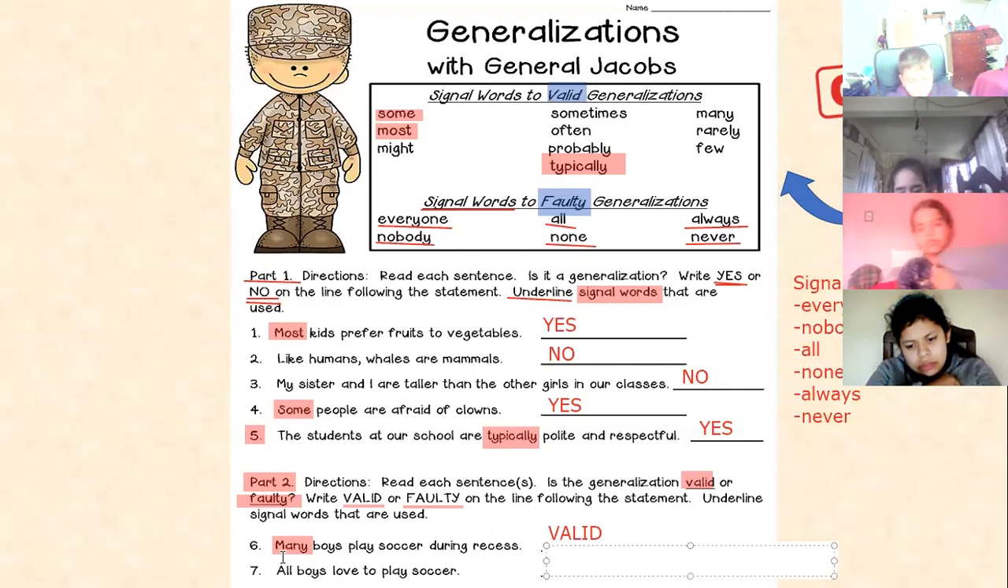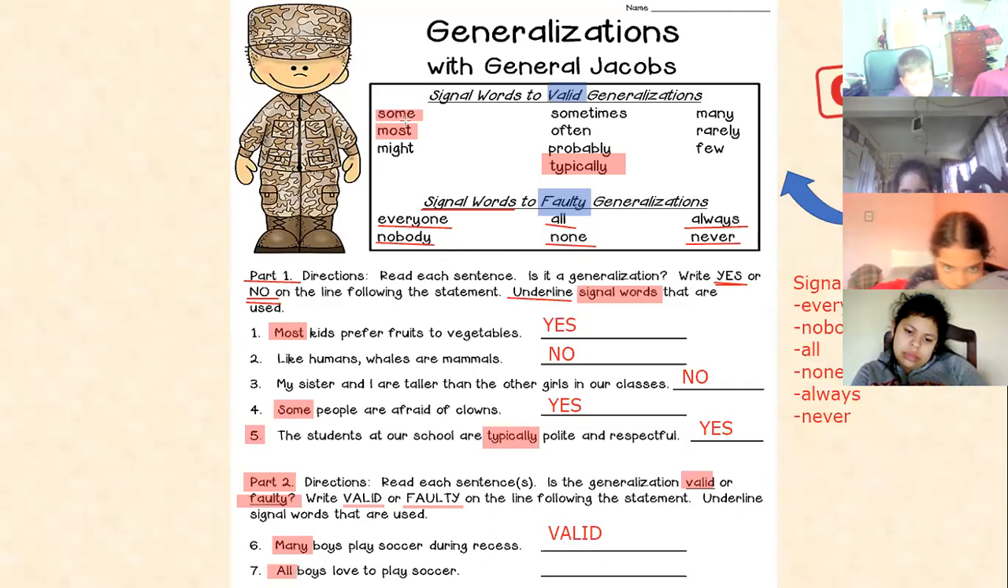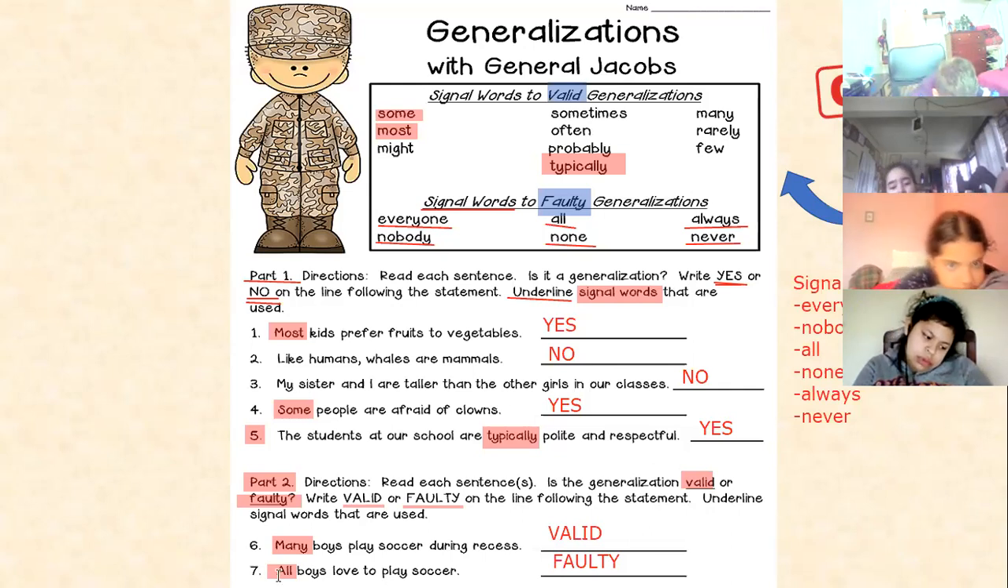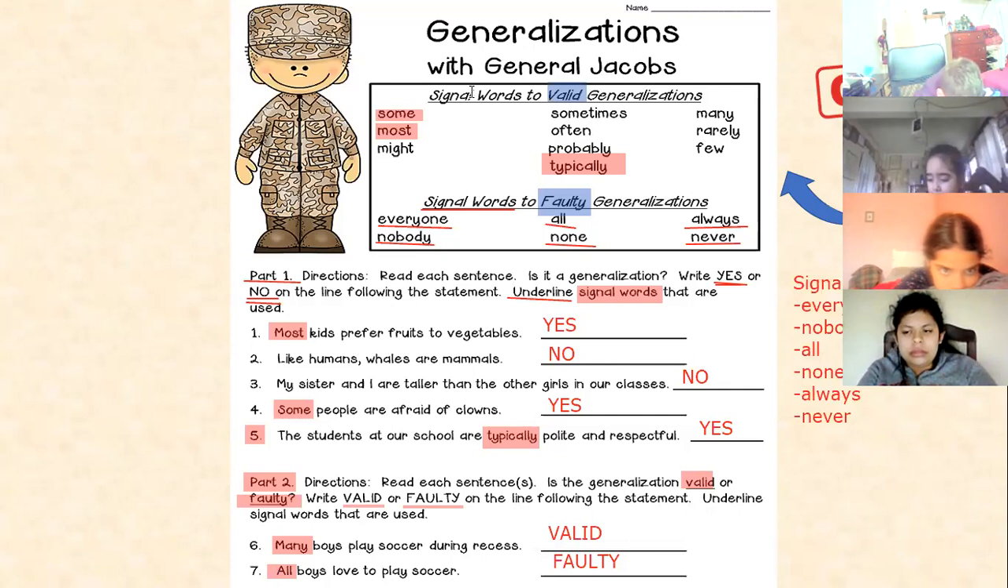Seven. All boys love to play soccer. The signal word is all. Where is all? In valid or faulty? Faulty. So the first generalization, many boys, is true. The second generalization is false. I have one boy, my son, and he doesn't like to play soccer. So when the sentence says all boys, that's not true, because all means 100%. And I know that there are other boys that don't like to play soccer.